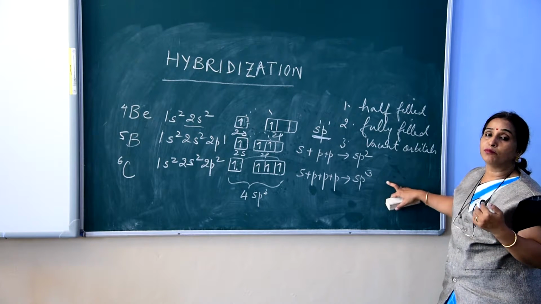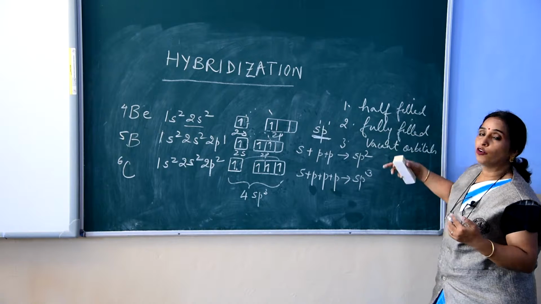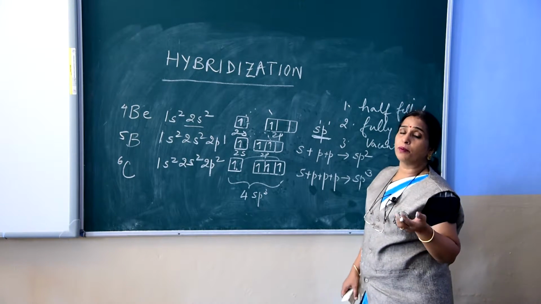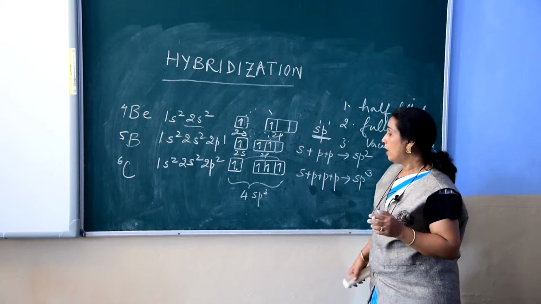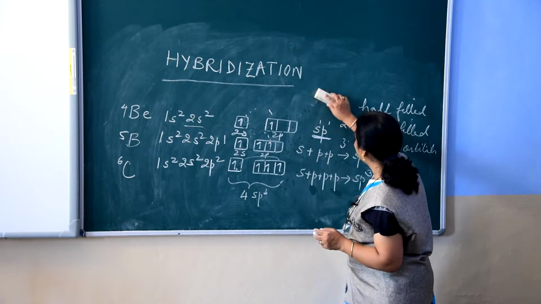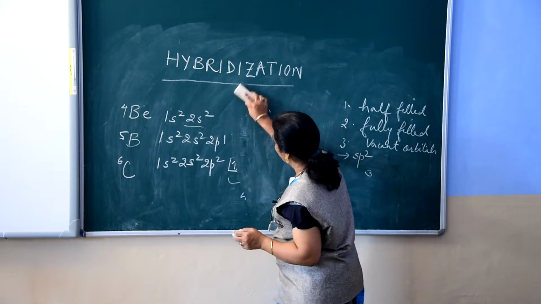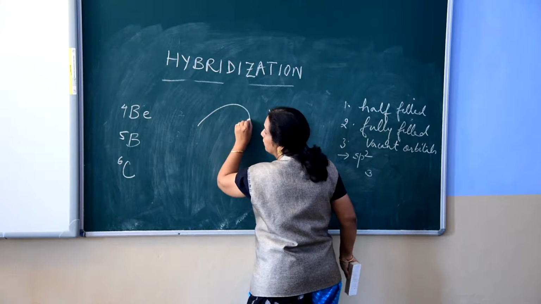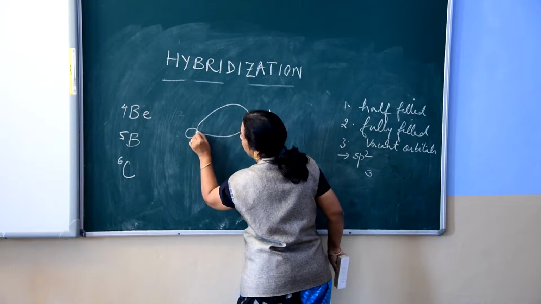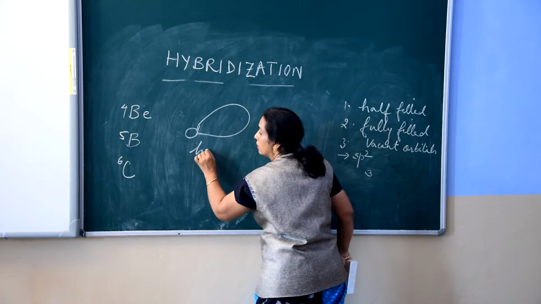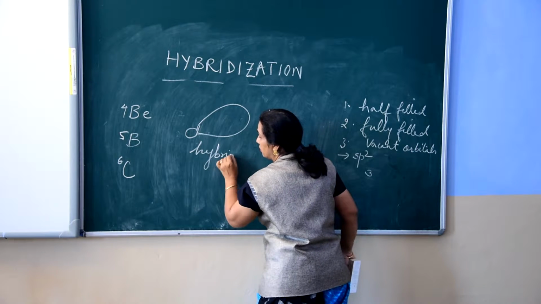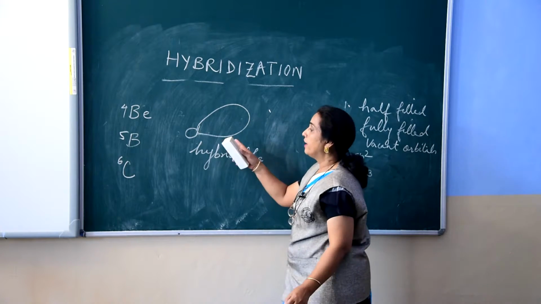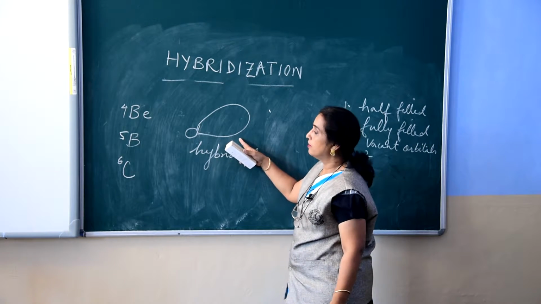We will consider a number of examples where each one of these is involved in hybridization. How exactly do we represent a hybridized lobe? A hybridized lobe, once it is formed, is represented as a big lobe as well as a small lobe. This is called a hybrid lobe. After hybridization, we get a hybridized lobe which is represented like this.